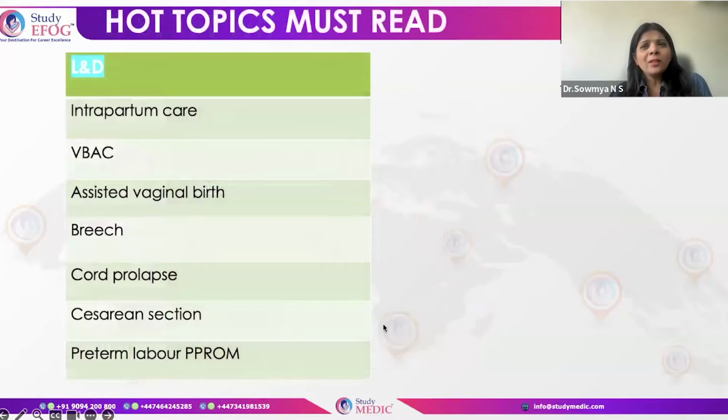So, hot topics which you shouldn't be missing. Obviously, intrapartum care is the most important one. Then you have assisted vaginal birth, breech, VBACs, cord prolapse, cesarean section, preterm labor, PPROM. All these things are important. Intrapartum care covers low risk pregnancies and high risk pregnancies, multiple pregnancies, preeclampsia, and high risk pregnancies like cardiac disease. You really need to be aware of these as well.